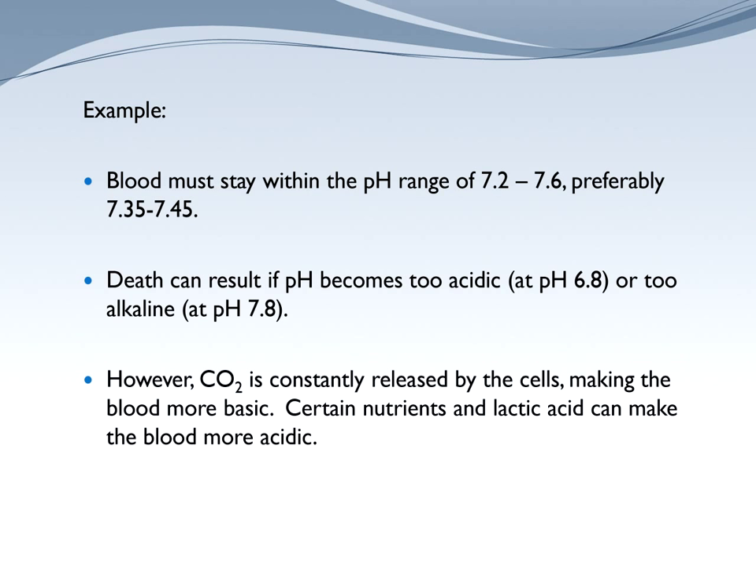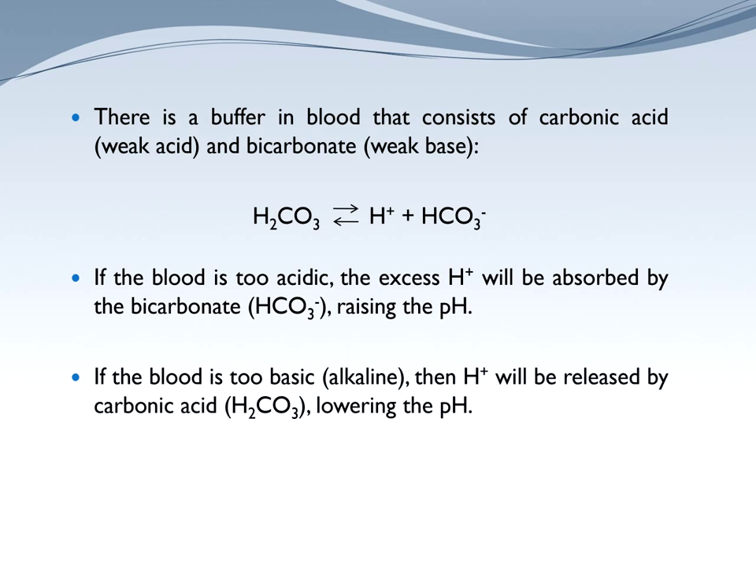Here's an example. The pH of your blood must remain within a very narrow normal range. However, the carbon dioxide that's released by your cells is constantly increasing the pH of the blood. Nutrients and lactic acid can make the blood more acidic. Human blood contains a buffer that consists of a mixture of carbonic acid and bicarbonate. If the blood becomes too acidic, the excess hydrogen ions will be absorbed by the bicarbonate in the buffer. If the pH becomes too basic or alkaline, then hydrogen ions will be released by the carbonic acid.